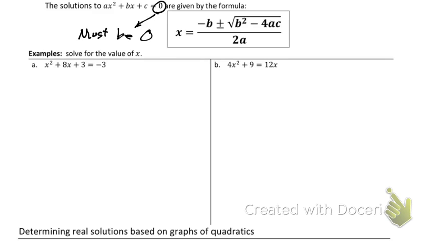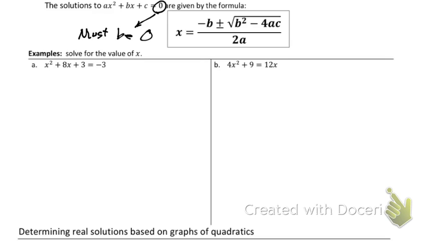So look at b. Is b set up right off the bat? No. So you're going to have to do some work on that one. All right, our equation is x equals negative b plus or minus the square root of b squared minus 4ac all over 2a. You have to know it. You have to have it memorized.